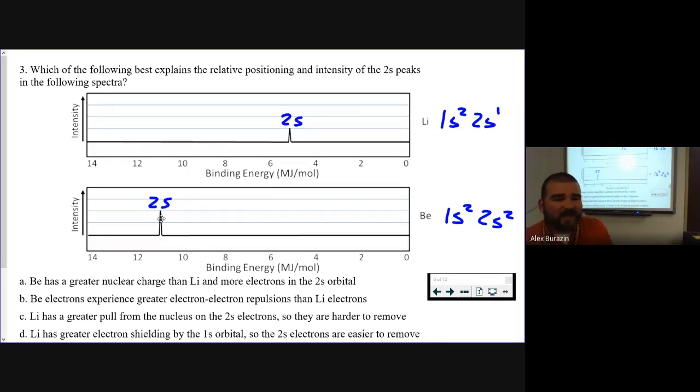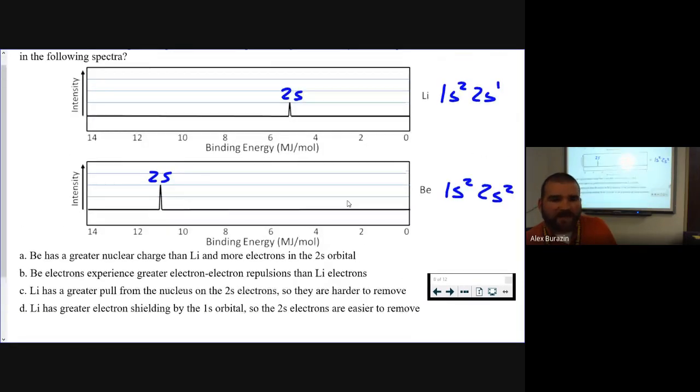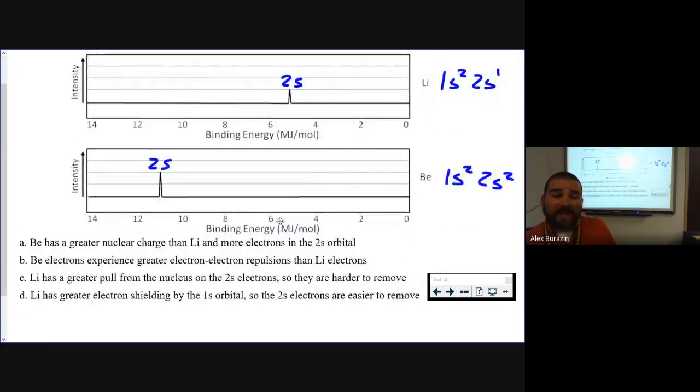It makes sense that this peak down here is twice as tall as this peak up here. So let's look at our options. I suppose we could answer the question or look at what we have for options before I go off on my tangent, but too late now.